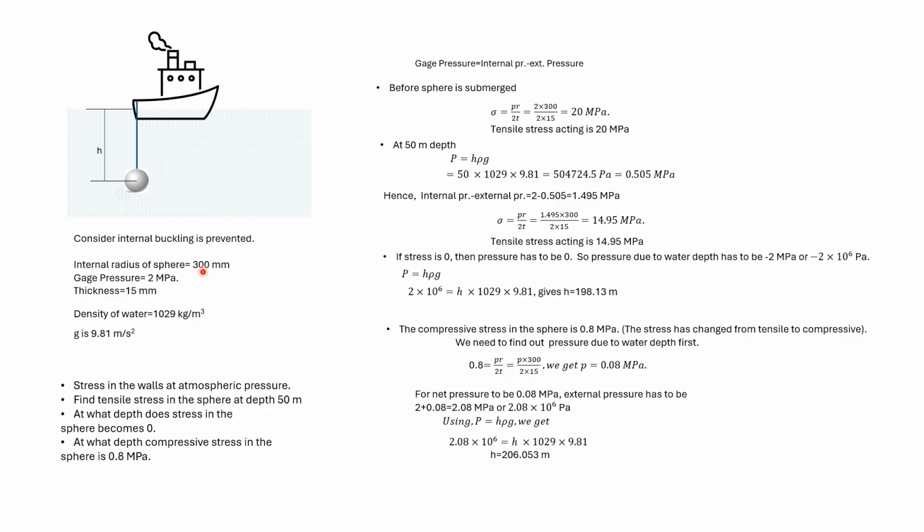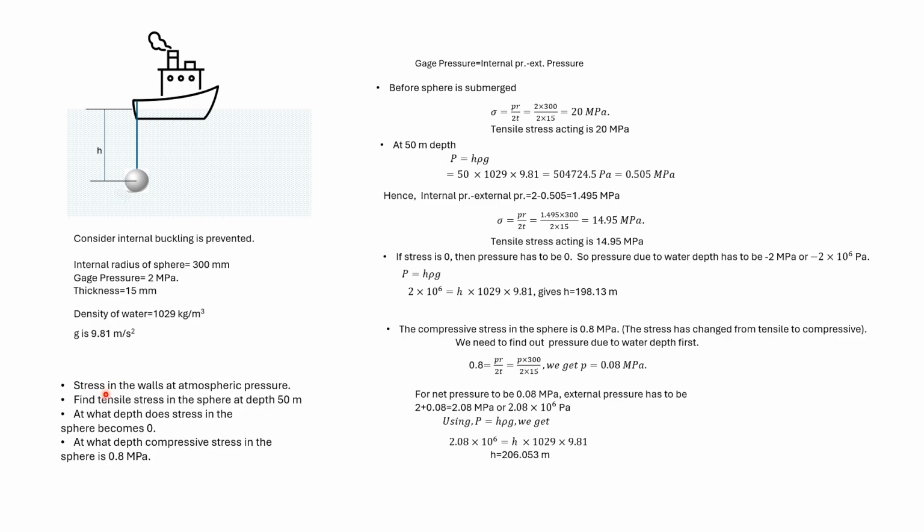Consider a sphere subjected to a gauge pressure of 2 MPa in air. The sphere is lowered in water from a boat. As the sphere is lowered from the boat, initially the gauge pressure decreases. Here the radius of the sphere and the thickness are given. Also the density of water and g are given. We consider that internal buckling is prevented.